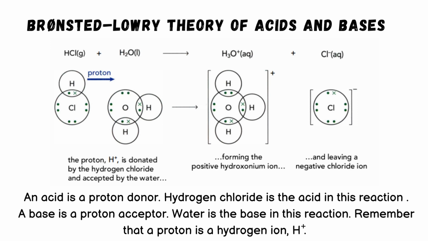HCl plus H2O gives you H3O+ and Cl-. As you can see here, the proton H+ is donated by the hydrogen chloride and accepted by the water, forming the positive hydroxonium ion and leaving a negative chloride ion. An acid is a proton donor. Hydrogen chloride is the acid in this reaction. A base is a proton acceptor. Water is a base in this reaction. Remember that a proton is a hydrogen ion, H+.